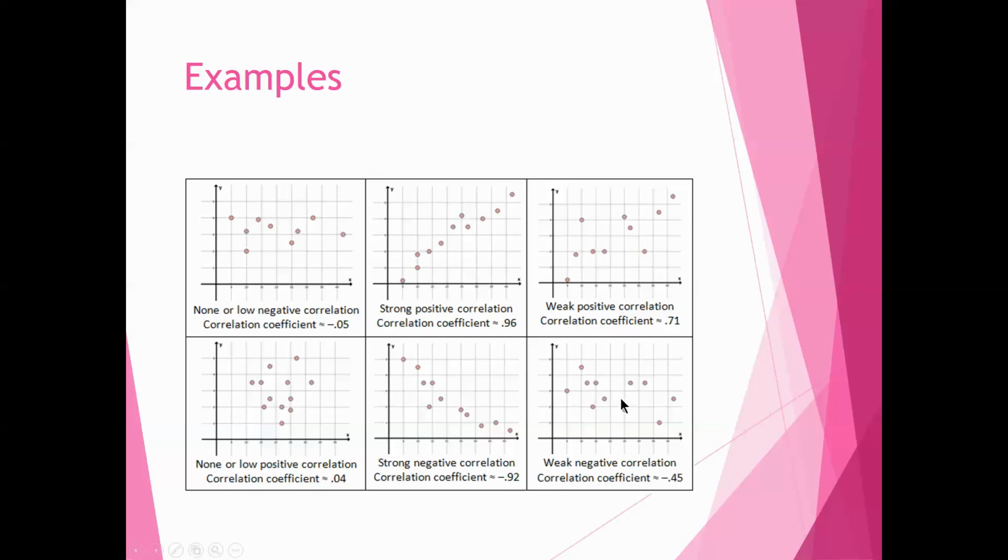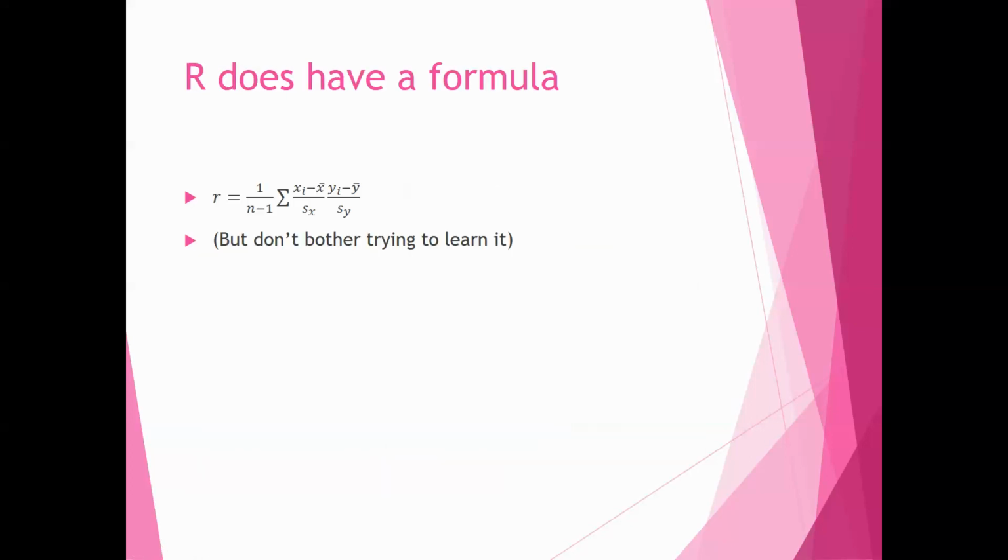So you ought to be able to look at a scatter plot and have a general idea of what the correlation coefficient is, whether it's positive, negative, strong, or near zero. And there is a formula for the correlation coefficient, but we're not going to talk about it, or maybe we'll talk about it in class.